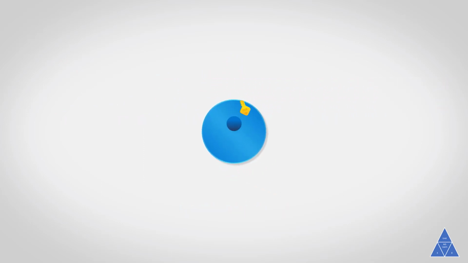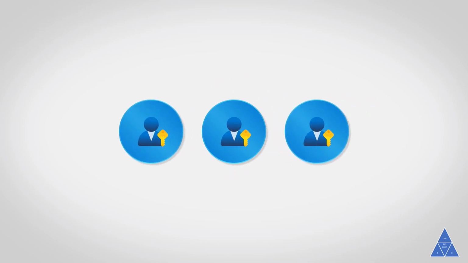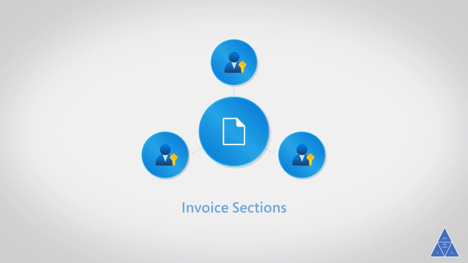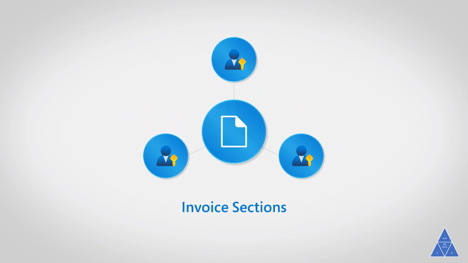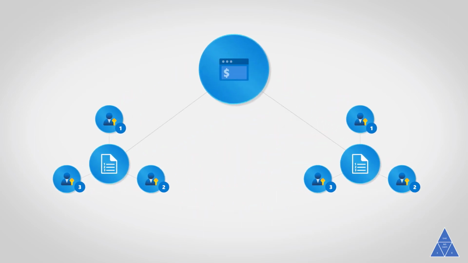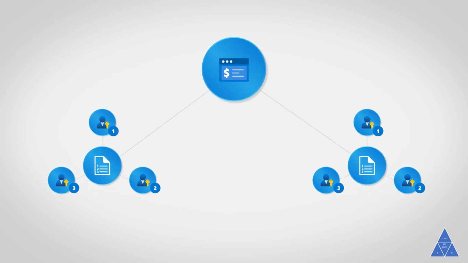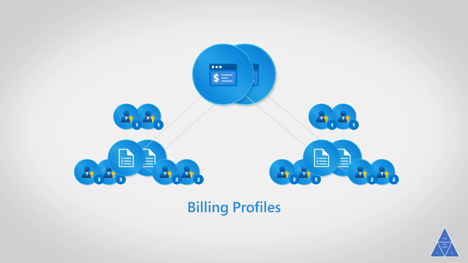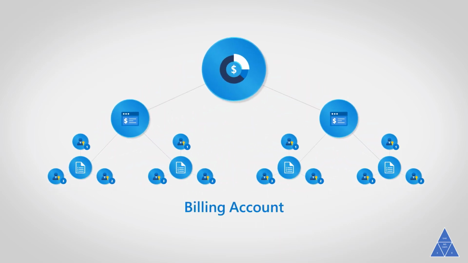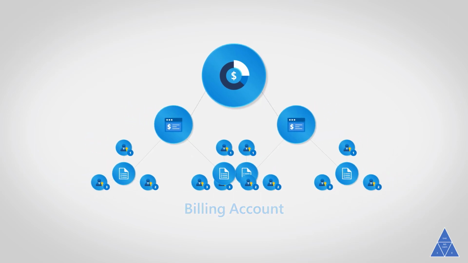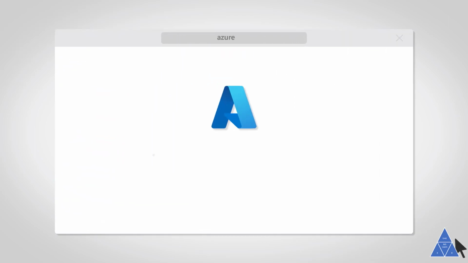Once you have an active Azure account, you may want to create additional subscriptions for resource or billing management purposes. If you have multiple subscriptions, you can organize them into invoice sections. Each invoice section is a line item on the invoice that shows the charges incurred that month. You can also set up multiple invoices within the same billing account by using billing profiles. Each billing profile has its own monthly invoice and payment method. Once your account is active and billing is set up, you're ready to start using Azure.